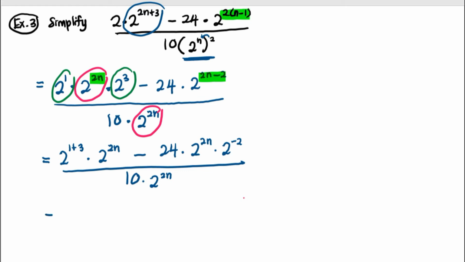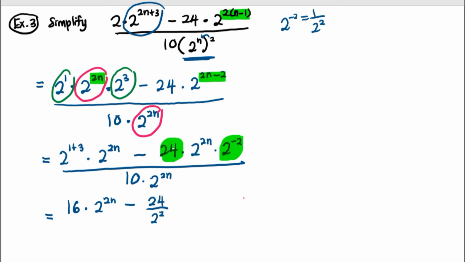Now we want to simplify this again. We have 2 to the power of 4, which is actually 16. So 16 times 2 to the power of 2n minus, and we want to combine the 24 with 2 to the power of negative 2. 2 to the power of negative 2 is actually 1 over 2 to the power of 2. So we have something like this, which will multiply with 2 to the power of 2n and divide with 10, multiply with 2 to the power of 2n.